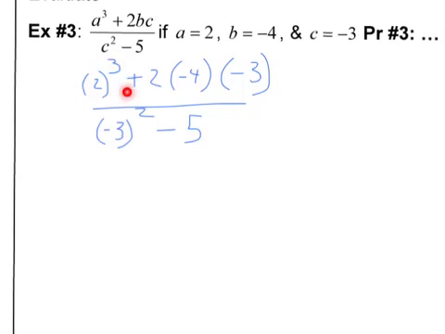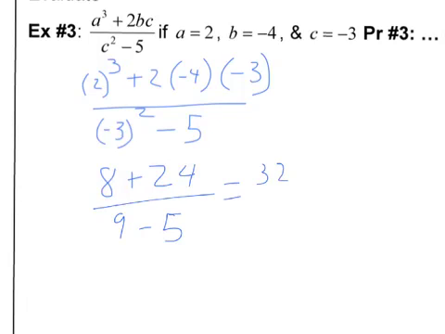So I can attack this because nothing else is happening to it until I add. So let's do what's 2 cubed. That's 8 plus. And then I'm going to do my multiplying. So 2 times -4 is -8 times -3 is +24. So I multiplied all 3 of those things together at once. All right, -3 squared is 9 minus 5. All right, 8 plus 24, well, that's 32, and 9 minus 5, that's 4. 32 divided by 4 is 8. There's the answer. It should be 8.